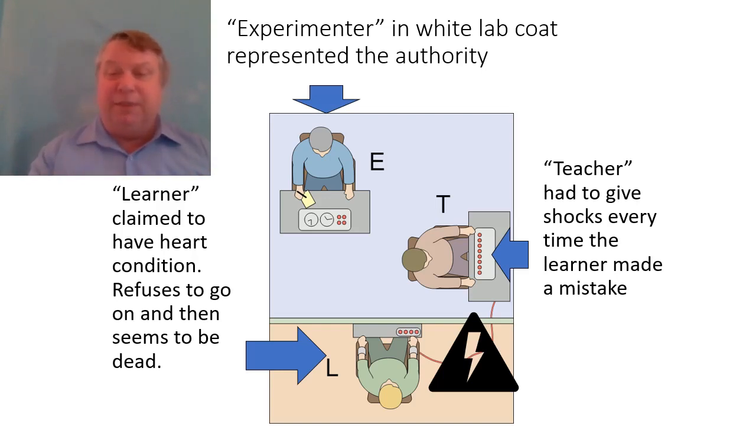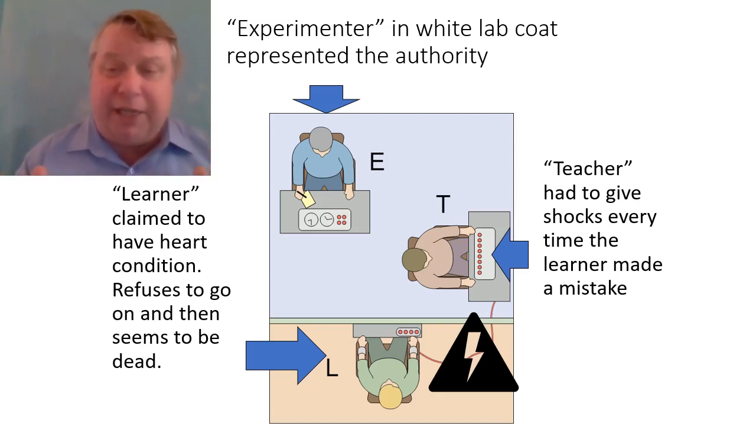The teacher is put in front of this machine, which had voltage levels from 15 up to 450, and it said mild shock at the beginning until you go all the way to the top. It's an extreme shock, deadly shock. And the question was, the teacher, knowing that the learner has a heart condition, hearing him complain and say he wants to go, and fearing that he may be dead, does the teacher continue with the experiment? Does he continue to apply punishment to the learner even when it seems that everything has become ridiculous?